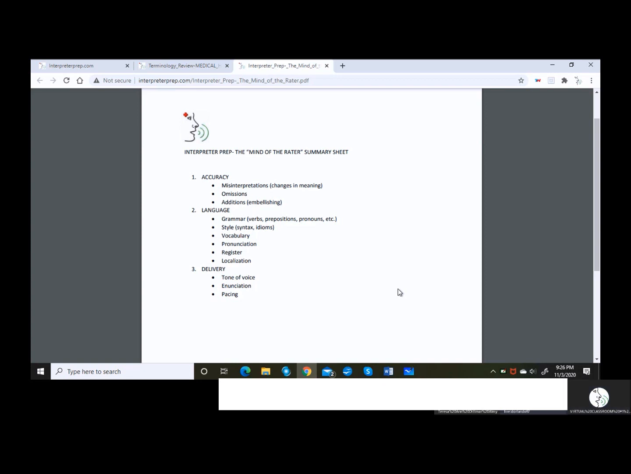Síntoma tiene que ver más con algo más crucial, algún síntoma más grave. Okay, I'll give you a clue. Pain is a symptom. Jaundice is a sign. See, it's visual, right? Or is it?